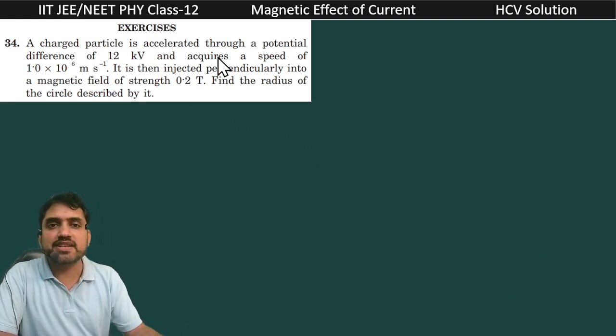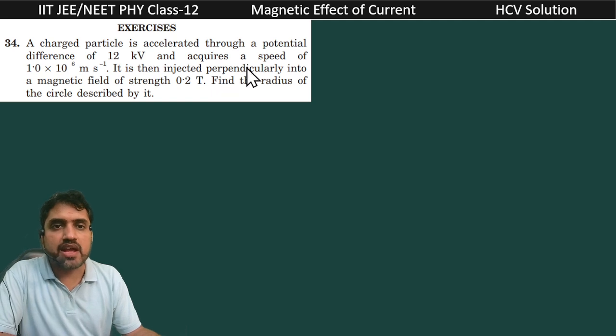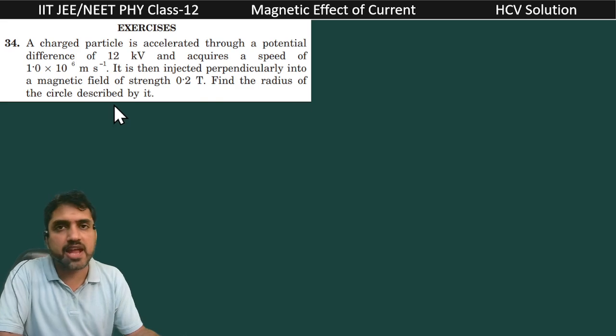A charged particle is accelerated through a potential difference of 12 kilovolt and acquires a speed of 1 × 10^6 meter per second. Then it is injected perpendicularly into a magnetic field of strength 0.2 Tesla. What is the radius of the circle described?